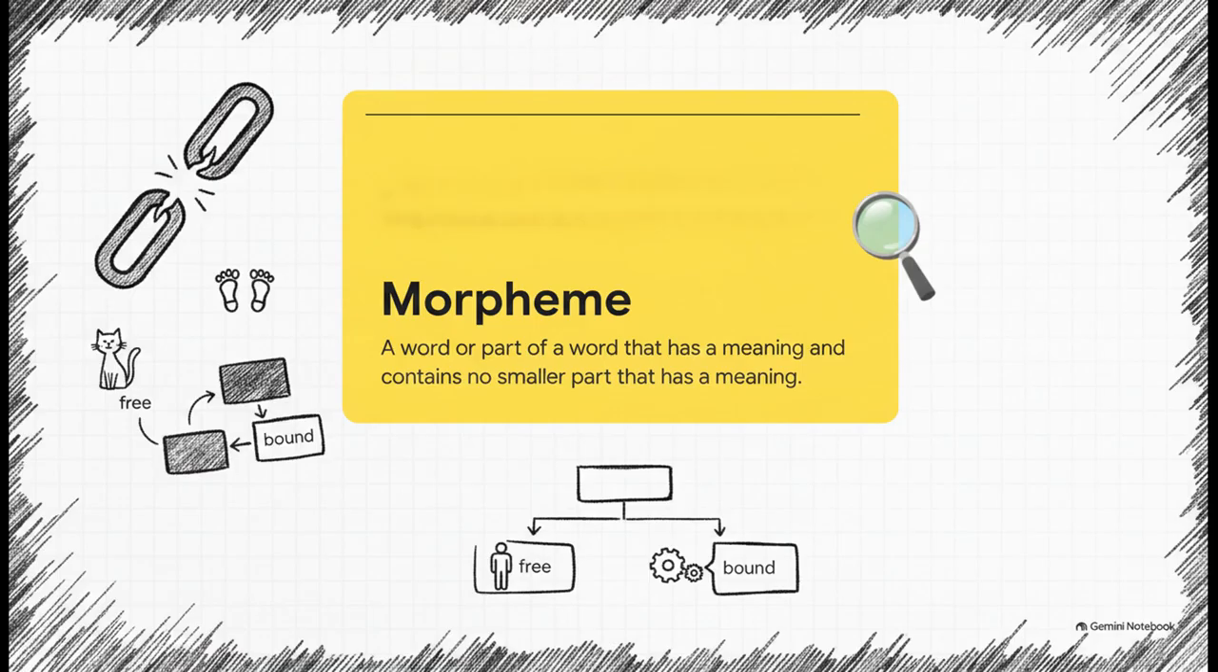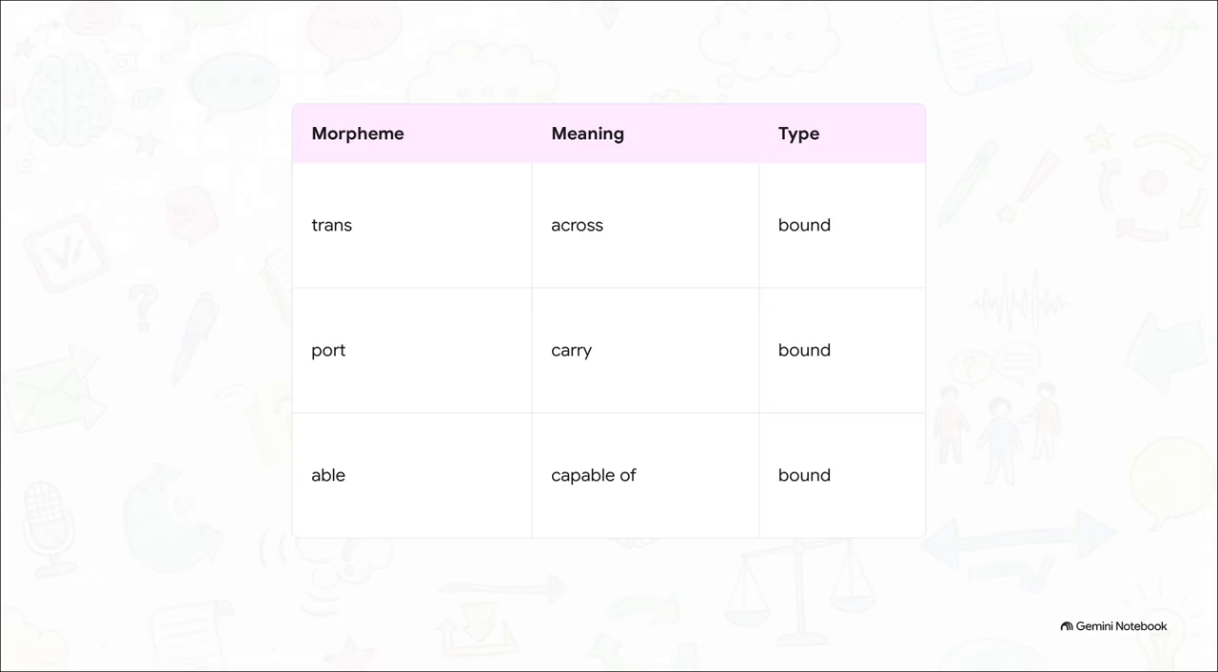Some are free morphemes, meaning they can stand completely alone as a standalone word. Think of words like cat or walk. But others are bound morphemes. They cannot stand alone and actually have to be attached to another morpheme to make sense. Things like the prefix re or the suffix ed. It is genuinely fascinating how we can break down a larger word into these tiny units of meaning.